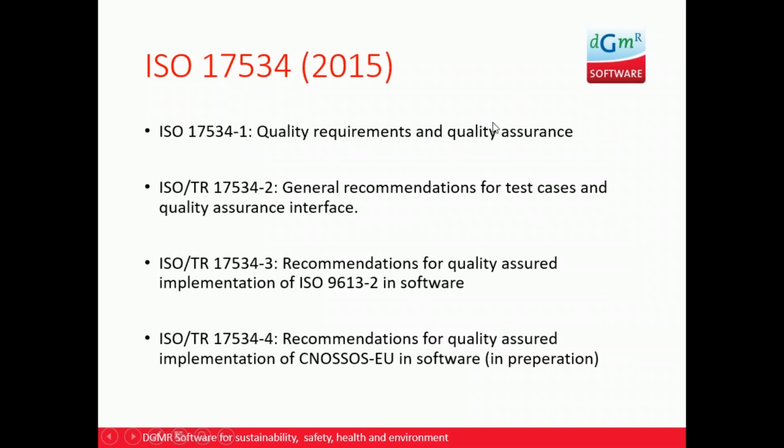So there are several parts of this method. Part 1 is general, 2 is general, 3 is specifically for the ISO 9613, and 4 will be the technical report for the recommendations on the Knossos calculation method. And we are still waiting on that report, because when that report is final, then we can check if our implementation of Knossos in Predictor and in LimA are according to this new quality assurance guide.